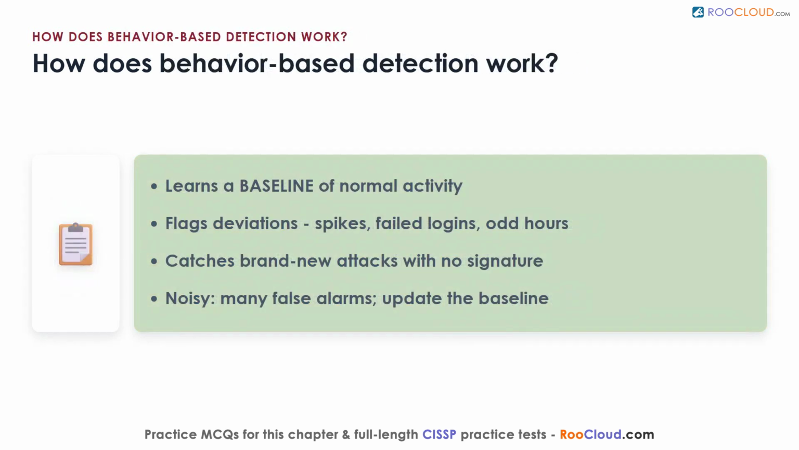How does behavior-based detection work instead? Rather than matching signatures, it learns what normal looks like. It builds a baseline of typical activity over a period of time, then flags anything that deviates from it. That lets it catch things a signature system would miss, like a sudden traffic spike, a burst of failed logins, or activity at odd hours. Its great strength is spotting brand new attacks that have no signature yet. It behaves almost like an expert system, comparing current events against what it has learned. Its main weakness is noise, because normal behavior varies, so it tends to raise many false alarms. Remember to update the baseline whenever the network changes, or it will flag normal activity as suspicious. Think of a guard who knows the regulars so well that any unfamiliar face stands out.